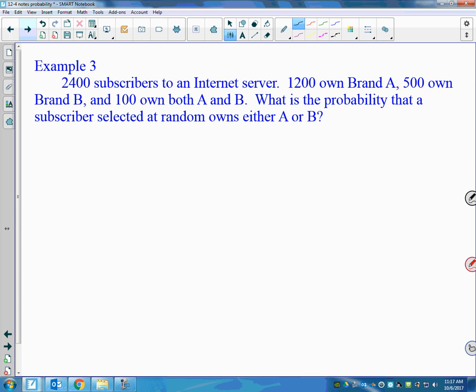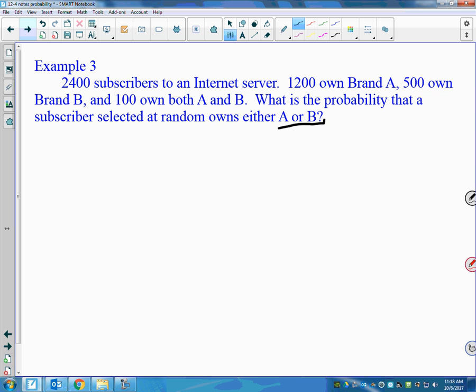So, example 3. This one says we have 2,400 subscribers to an internet server, 1,200 own brand A and 500 own brand B. This is a terrible problem. And 100 own both A and B. Why do you need 2 internet servers? I'll never know. What is the probability that the subscriber will own A or B?